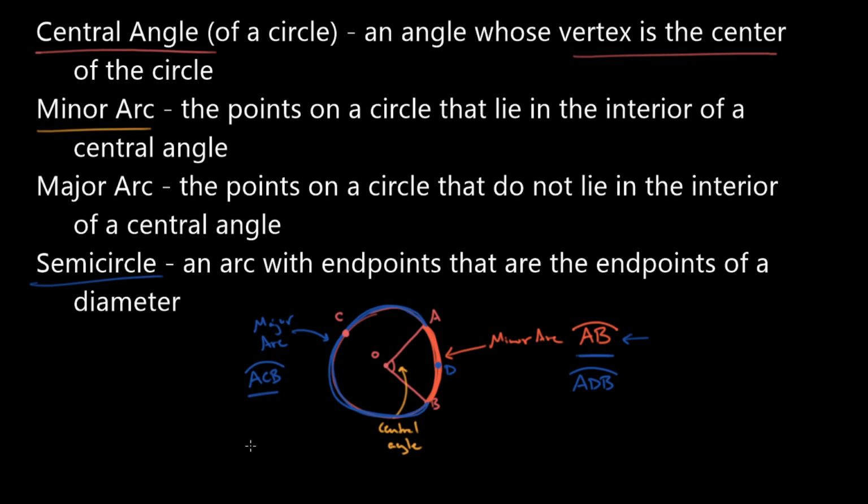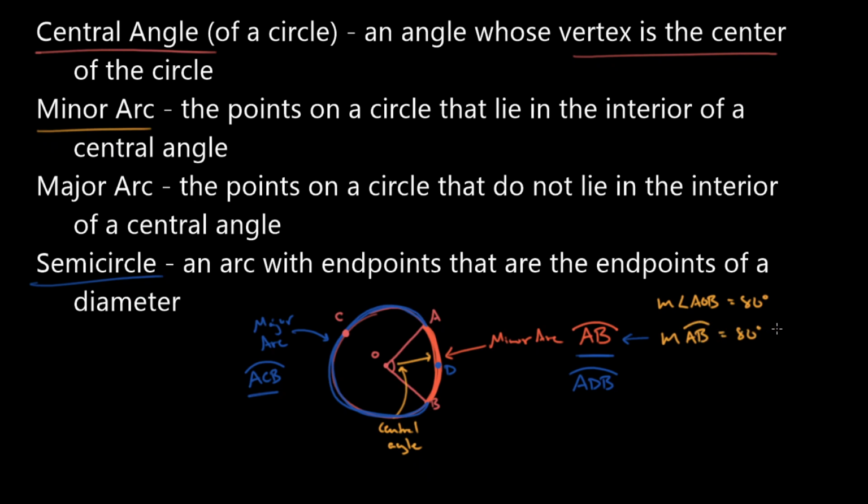So how do we actually talk about the measures of these? It all works out nicely because the measure of these arcs is the same as the angle that creates them, the same as the central angle. So let's say that the measure of angle AOB is, I don't know, about 80 degrees. Then I can say that the measure of arc AB is also 80 degrees.